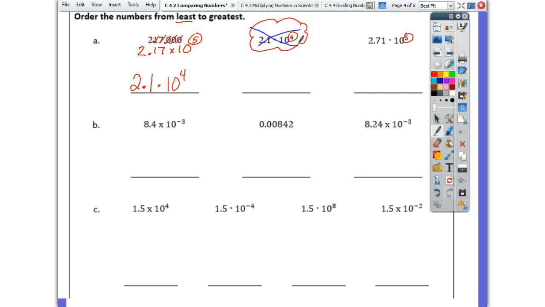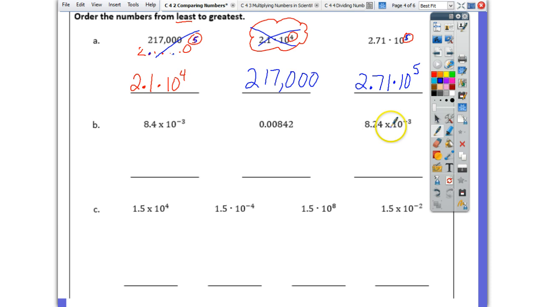Now we need to look at these two. Which one's smaller, 217 or 271? Because they both have an exponent of 5. If you get confused, think of it as money. Which one's smaller, $2.17 or $2.71? This one is the next smallest, but you have to use the original. So use your original up here, which is 217,000. Then this one is third. This is the largest, 2.71 times 10 to the 5th power. That one's done.